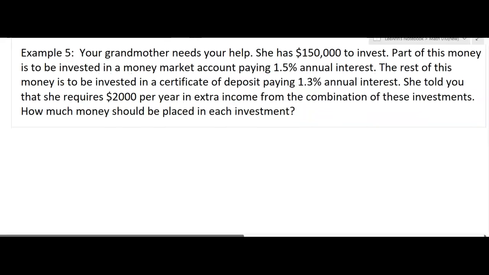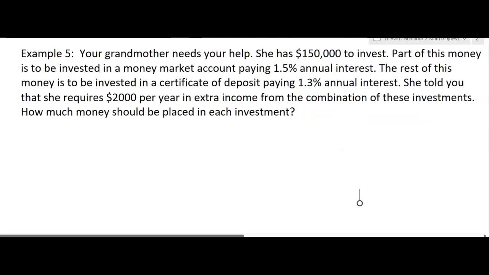We're investing in this problem. Your grandmother needs your help. She has $150,000 to invest. That's going to be the principal then, right there. Part of this money is to be invested in a money market account paying 1.5% annual interest. The rest of this money is to be invested in a certificate of deposit paying 1.3% annual interest.